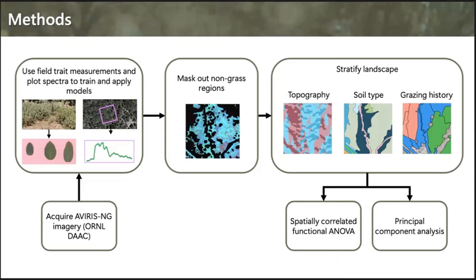And then I stratified the landscape based on topography and soil type, as I saw in the literature that these are main drivers in grassland foliar trait distributions in California, at least. And I conducted two different tests to compare the different pastures. One is spatially correlated functional ANOVA, which is really for comparing groups of time series. And the other is principal components analysis, which is a dimensionality reduction technique.